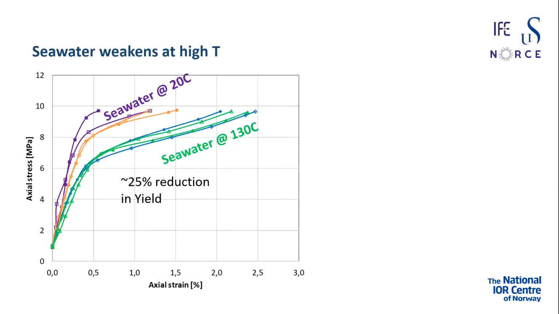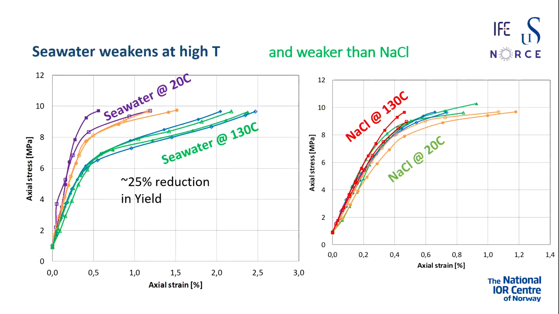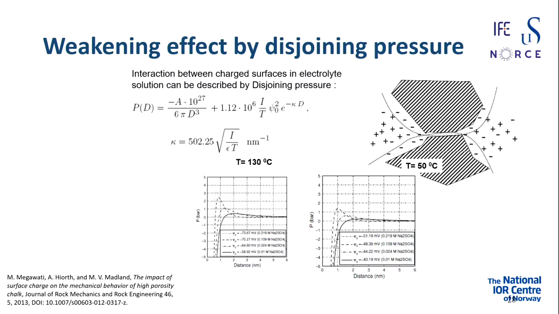I'm not sure if this is the full story, but what we found is that seawater at 20 degrees is much stronger than seawater at 130 degrees. You get about 25 percent reduction in yield, which is significant. And if you do the same experiments with a brine that is not supposed to do anything, similar to the formation water that was already there, you don't see any reduction in the yield point. So we would argue that it's interactions, adsorption on the pore surface, that are causing additional pressure. We were able to describe this with a disjoining pressure, taking into account adsorption of ions on the grain interfaces, changing the surface charge.